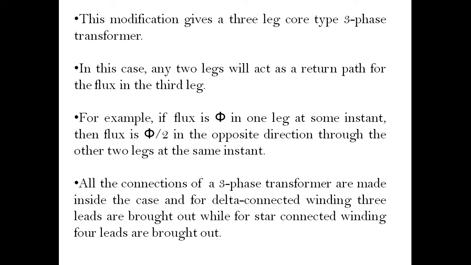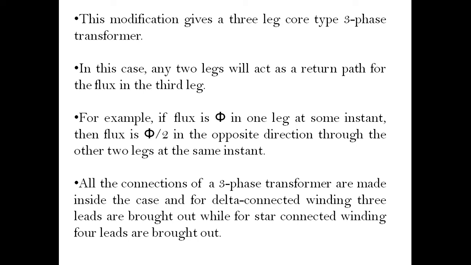Then how is there a return path? In this case, any two legs will act as return path for the flux in the third leg. That is, if we are considering the third leg, the return path for the third leg is 1 and 2. For the first leg, the return path is second and third, like that. For example, if the flux is phi in one leg at any instant, then flux phi by 2 flows in the opposite direction through the other two limbs at the same time. That is, if a flux phi is produced in one limb, then phi by 2 is produced by the other two limbs in the opposite direction.